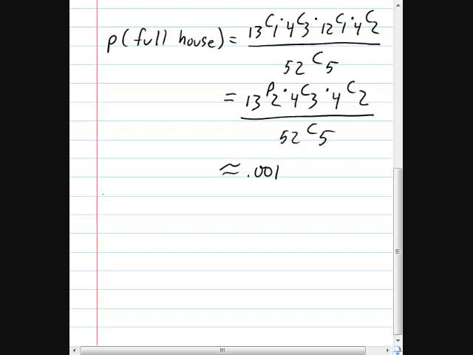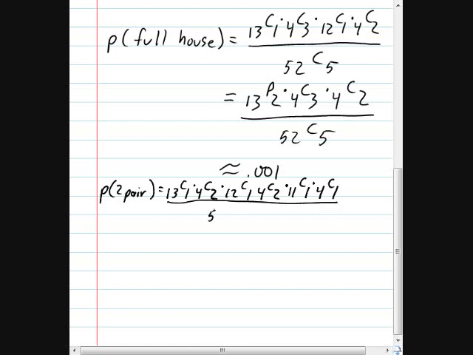Now let's consider the example of finding the probability of being dealt 2 pair. Based on what we did last time, you might try the following. Take the 13 ranks and choose 1 for your first pair, and then of the 4 suits, choose 2 suits. Of the 12 remaining ranks, choose 1 for your second pair. Of the 4 suits, choose 2 suits. And of the 11 remaining ranks, choose 1 for your 5th card, and you only need 1 of the 4 suits for that 5th card. And then out of the 52 cards, we're choosing 5. Unfortunately, it turns out that this is not the correct answer.